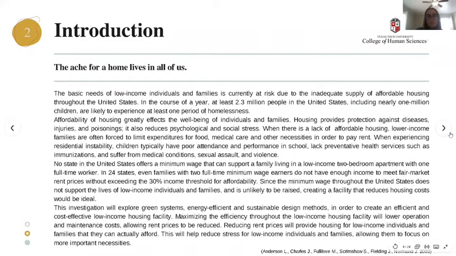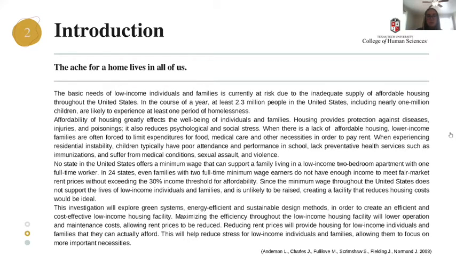The purpose of my introduction is to illustrate the struggles that low-income individuals and families face throughout their day-to-day lives. Housing is a very important factor when it comes to the needs of humans. It helps protect against diseases, injuries, and poisonings. When there is a lack of affordable housing, it causes an increase of stress for low-income individuals and children. It also increases the risks of children developing medical conditions and being exposed to sexual assault and violence.